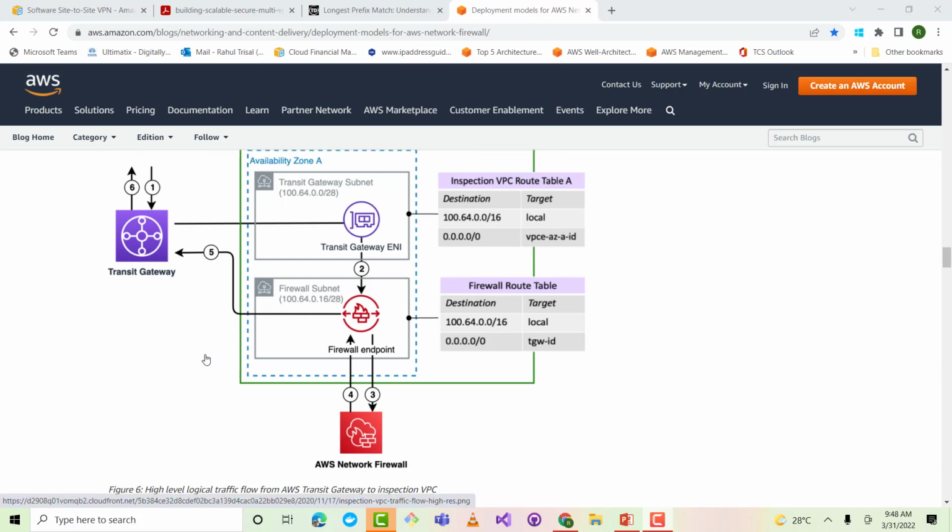So how do you deploy this? You take a similar approach. You have the traffic coming from multiple VPCs to Transit Gateway, and then in one of the subnets you have the Transit Gateway ENI where the traffic is routed. Then that traffic is routed to the firewall endpoint for Network Firewall, which then does the traffic inspection. Then it goes back to this firewall endpoint, and from the firewall endpoint it is sent to Transit Gateway.